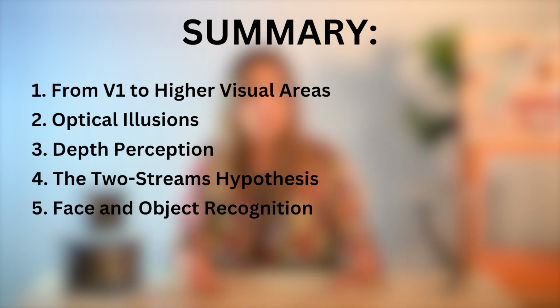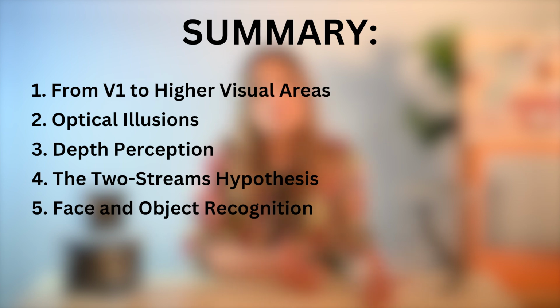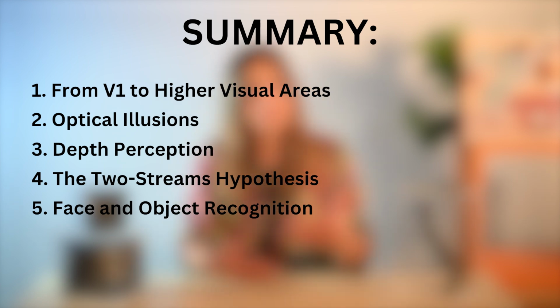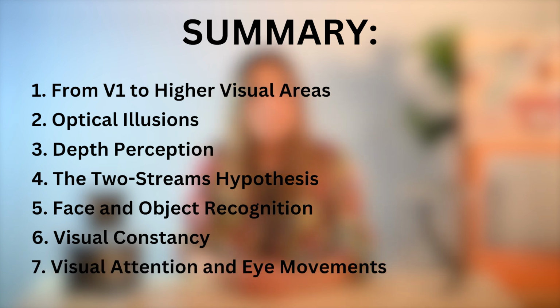Then we went even deeper into face and object recognition, discussing how the inferotemporal cortex helps us identify complex objects like faces and hands, sometimes with specific neurons like Jennifer Aniston cells responding to familiar faces. We also explored visual constancy, which allows us to perceive objects as being the same no matter their size, lighting, or angle. And finally, we talked about visual attention and stable vision during eye movements.